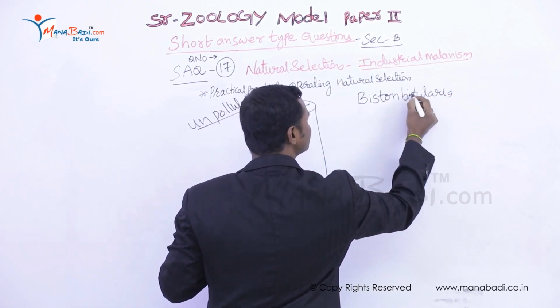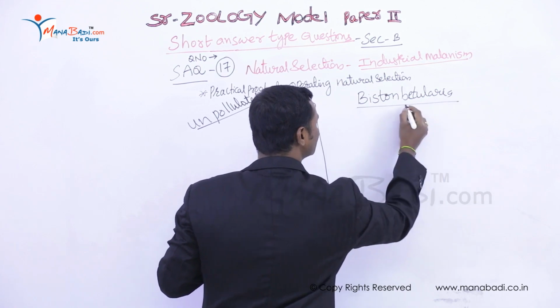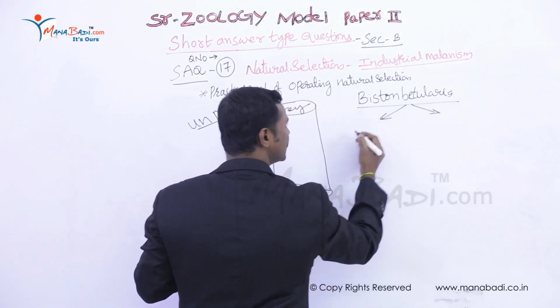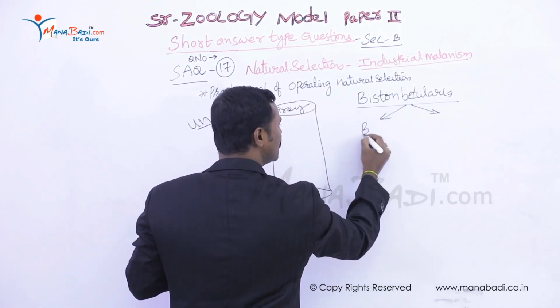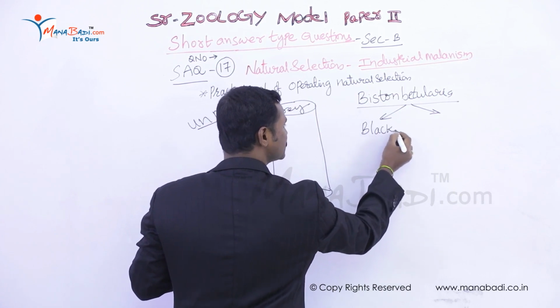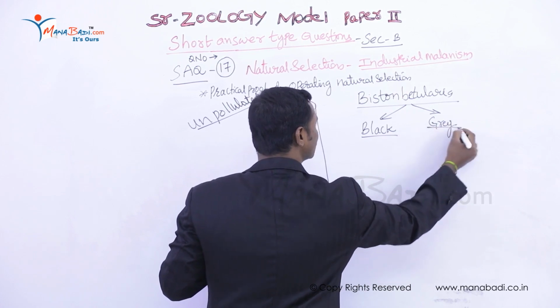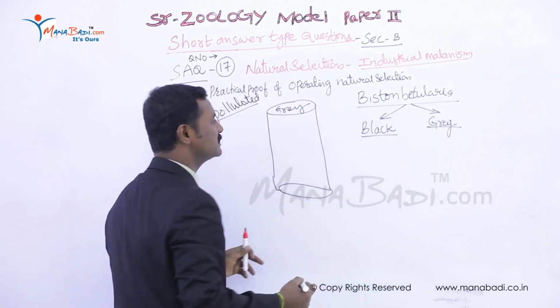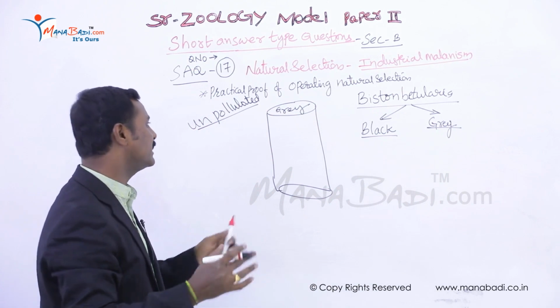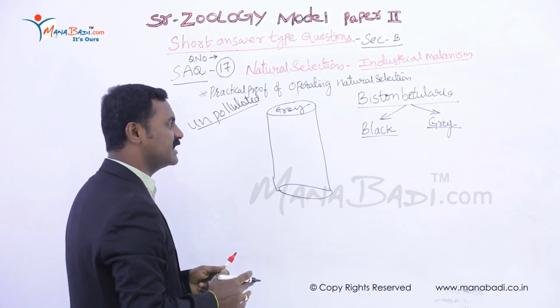Biston betularia, the moth which is called Biston betularia, is available in two forms. There are two varieties of this particular species. One is the melanic form, which is black in color, and one is grey in color. So there is a grey moth and also a black moth. These two varieties are there in an unpolluted area.